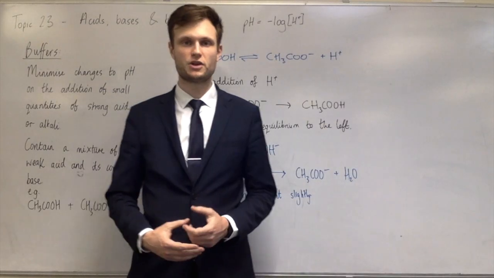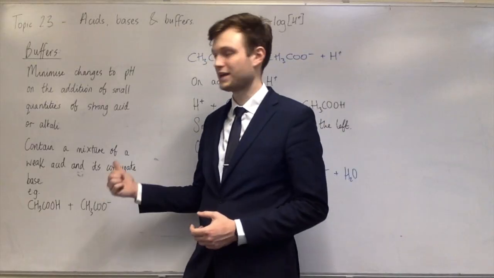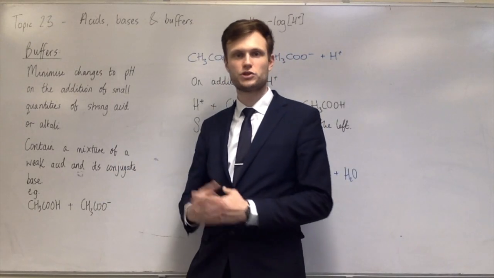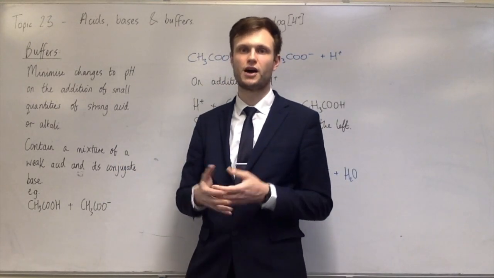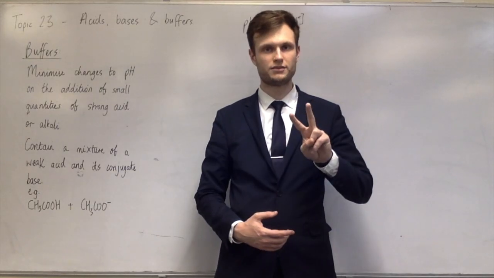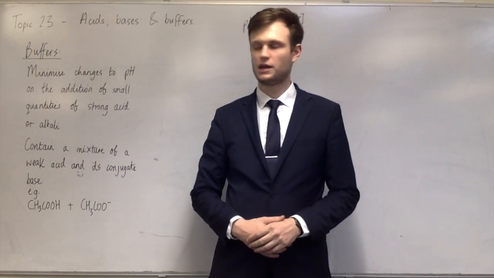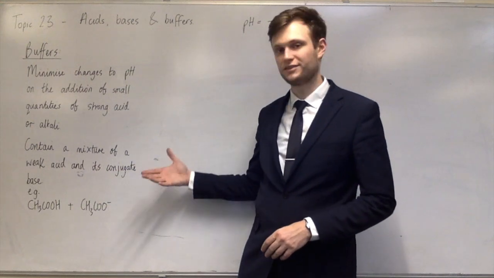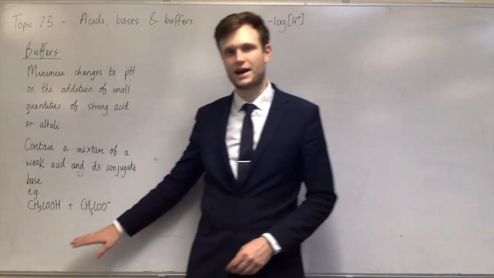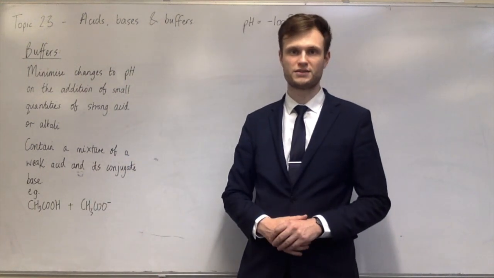So now we know how they work, we need to be able to calculate the pH of a buffer given how much of the conjugate acid and base are in that solution. Now, there's 2 ways on the spec to make a buffer, and the first one would just be mixing together the acid and, say, sodium ethanoate as a salt.